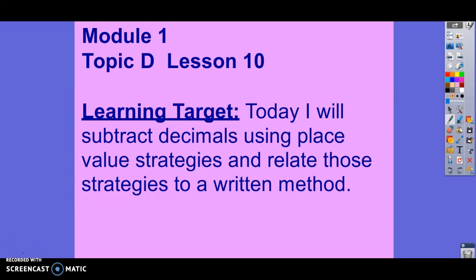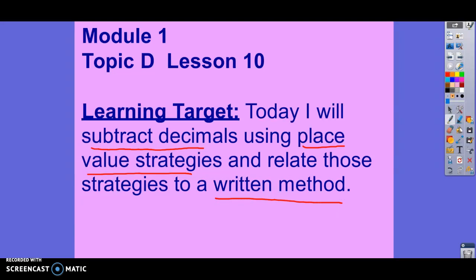Today we will continue our decimal lessons with subtracting decimals. Today's lesson we will subtract decimals using place value strategies. We're going to use the place value chart and relate those strategies to a written method. We're going to use what's called the standard algorithm.